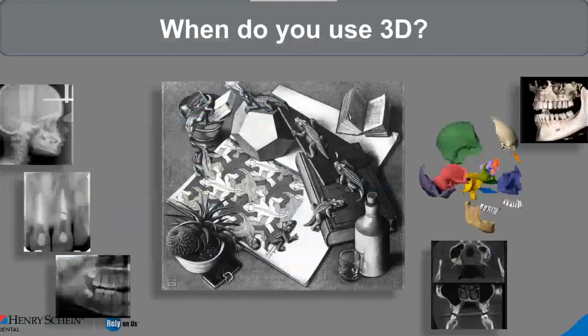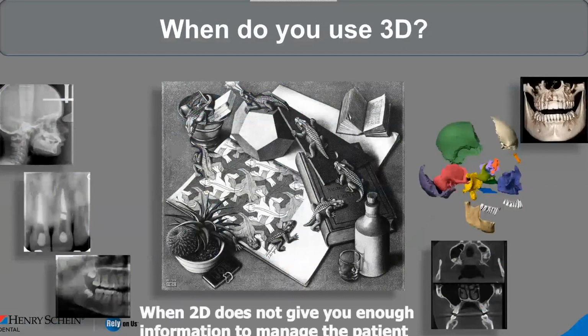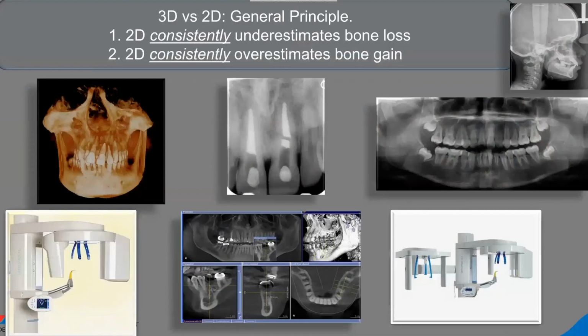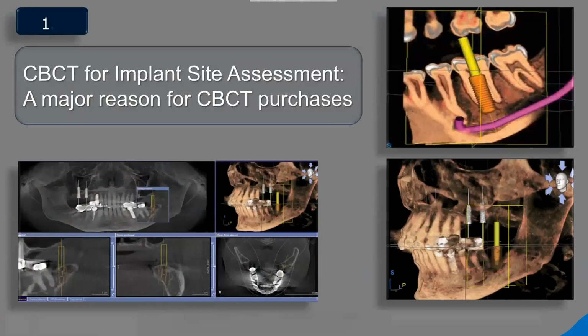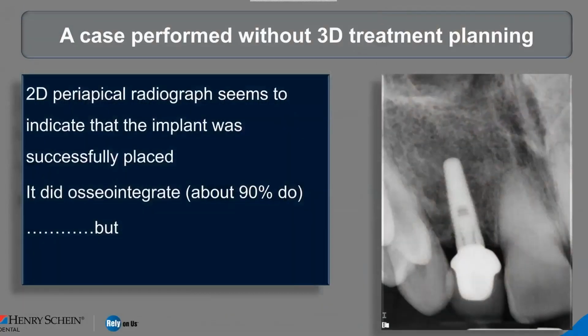All right, one of the questions that we often get: when do you use 3D? When do you move from 2D to 3D imaging? The answer is when 2D does not give you enough information to properly manage that patient. It's just as simple as that. One of the things that we consistently see over and over again is that 2D will consistently underestimate the bone loss and overestimate the bone gain. You'll see that as we go through this lecture as well. So let's first talk about implant site assessment and the major reason for purchasing it, which may be the reason the majority of you are listening to this lecture today.